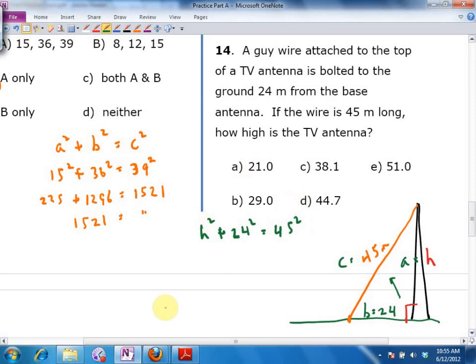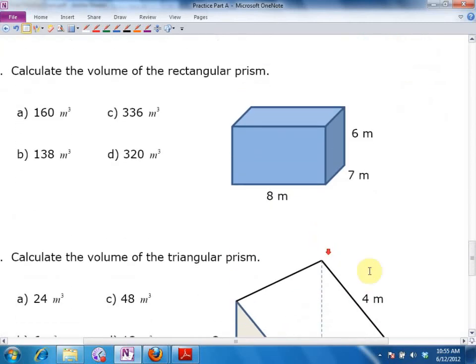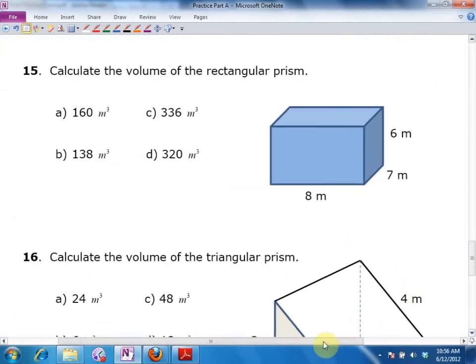And I'd square them, subtract them, take the square root. My answer is, what's the answer? Yep, what do you got? 38.1, thank you. 38.1, that's right. So I think you can finish that off. It's identical to the question before. Square them, subtract them. If I'm looking for a leg, I'm always subtracting. Okay, a couple more questions here with the multiple choice.